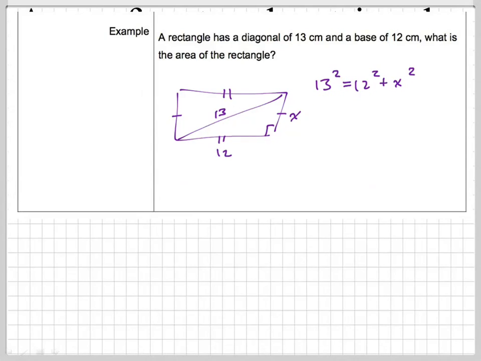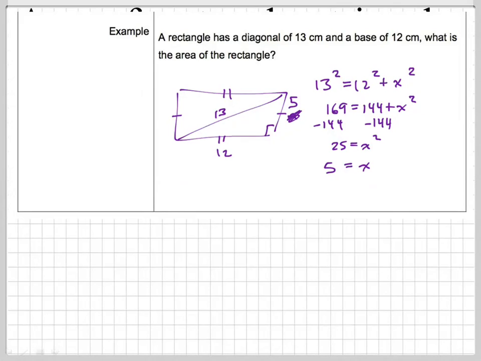That's our Pythagorean theorem. We get 169 right here. Oops, not 166. 169 equals 144 plus x squared. Some of you guys don't even need to look at the screen to do this. You know it already. When I subtract 144 from both sides, I get 25 equals x squared, which means x equals 5. So not x anymore. I have a 5 right there.